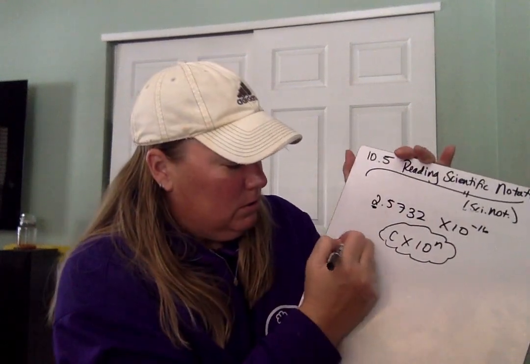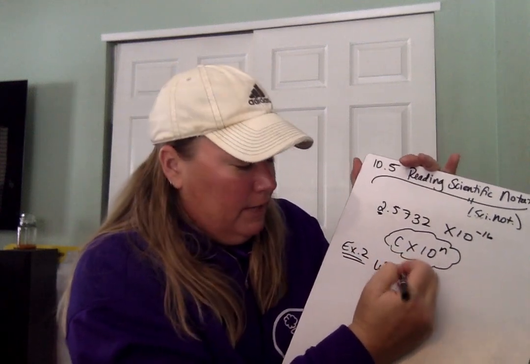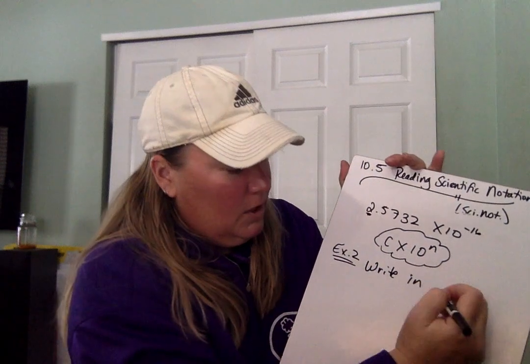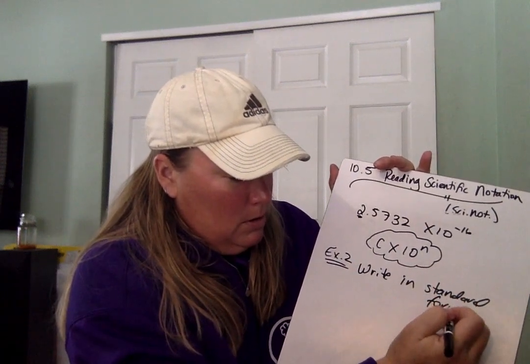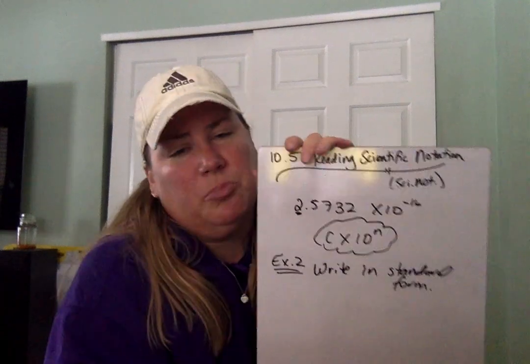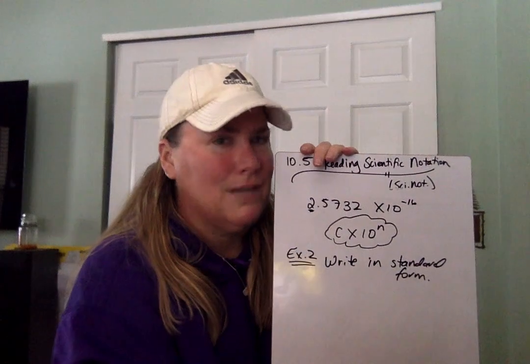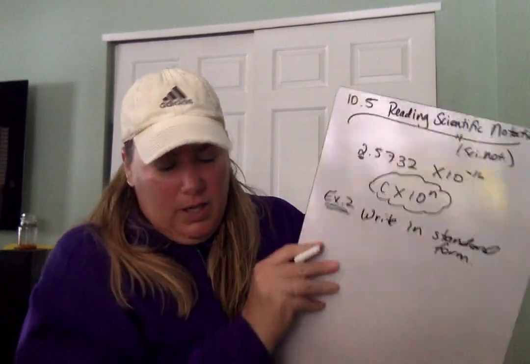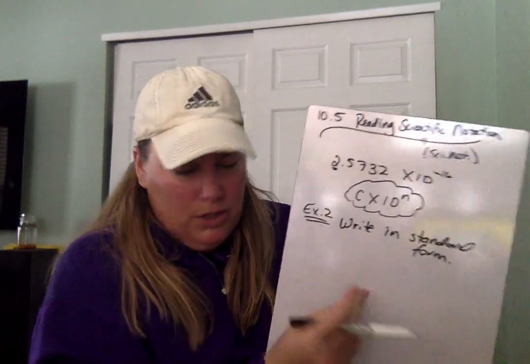So example 2 is writing numbers in standard form. So standard form is just your basic form that you guys are used to, like 1,322, 16, 10, 1, that kind of a thing. So we're going to take this condensed form, the scientific notation, and we're going to write it in numbers that we're used to.